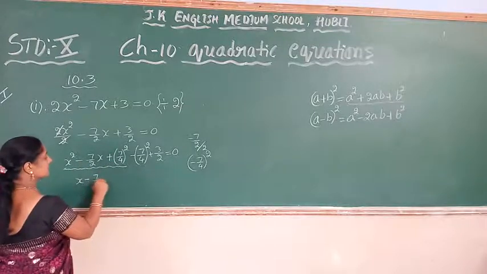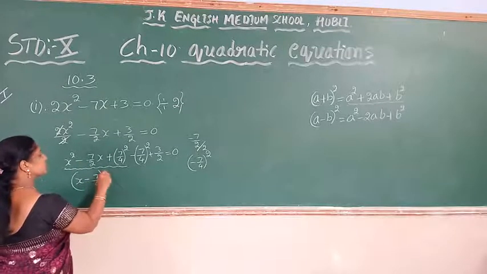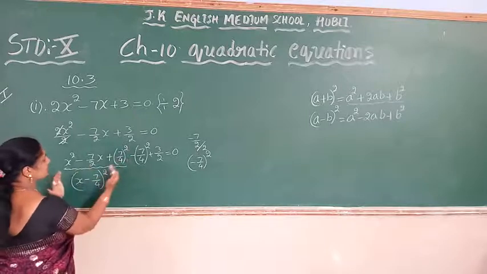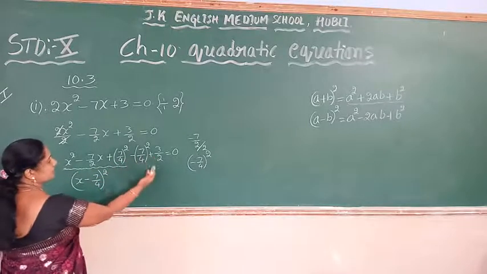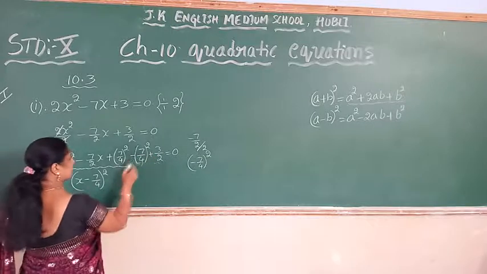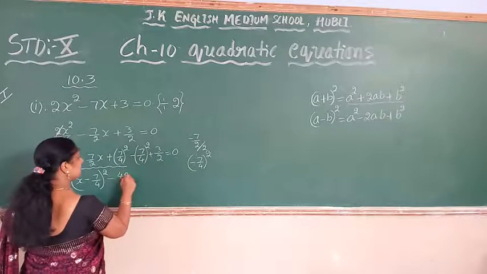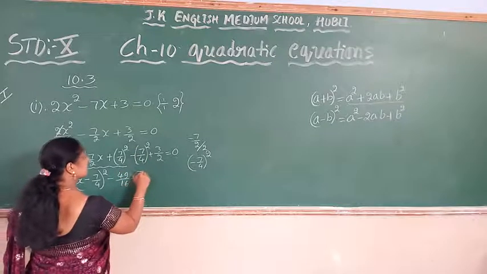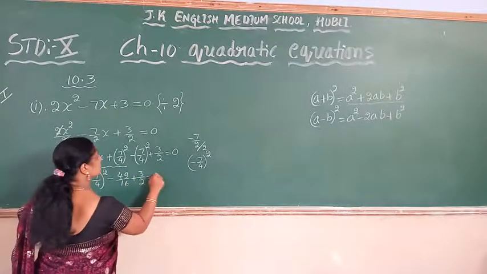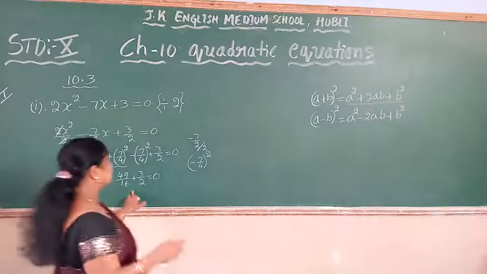The b value is (7/4) whole square. So now I have completed the square form, children. The remaining part is to simplify. If I simplify this remaining part, 49 divided by 16 plus 3 by 2 is equal to 0. Then you simplify this much.